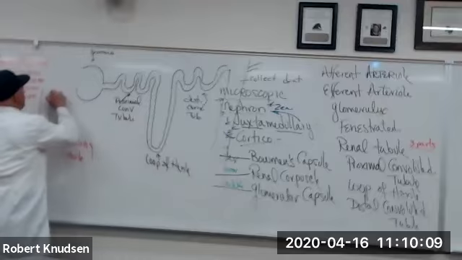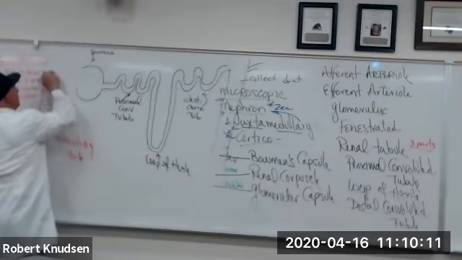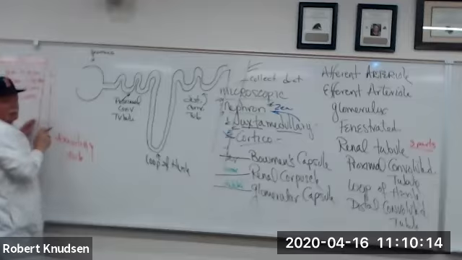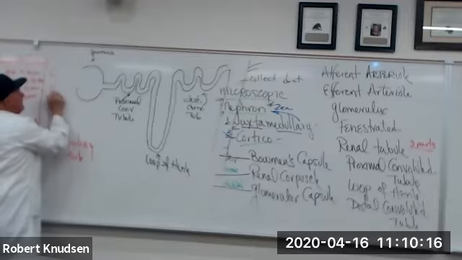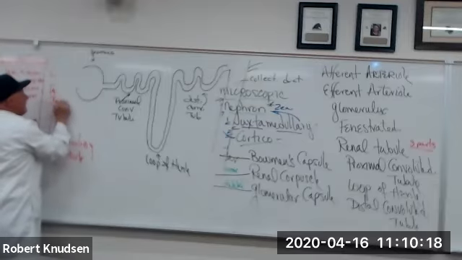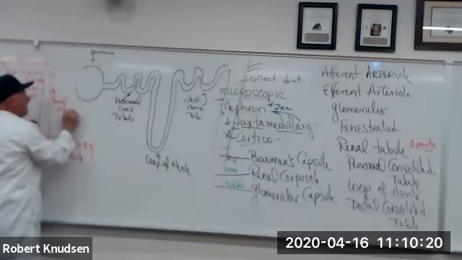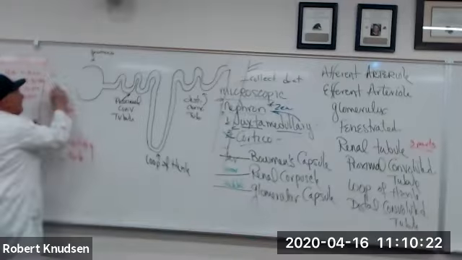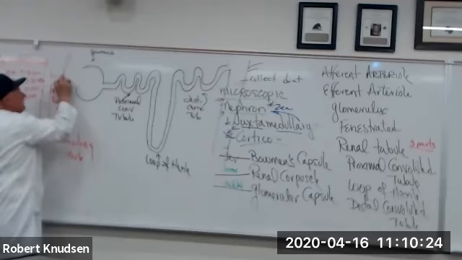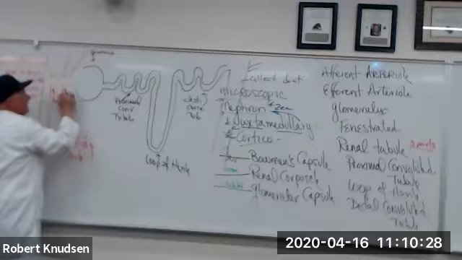Descending aorta. Okay, good. Renal artery. Okay, renal artery comes in and there's branches. Go into other nephrons. Okay, and there's one that comes in here.